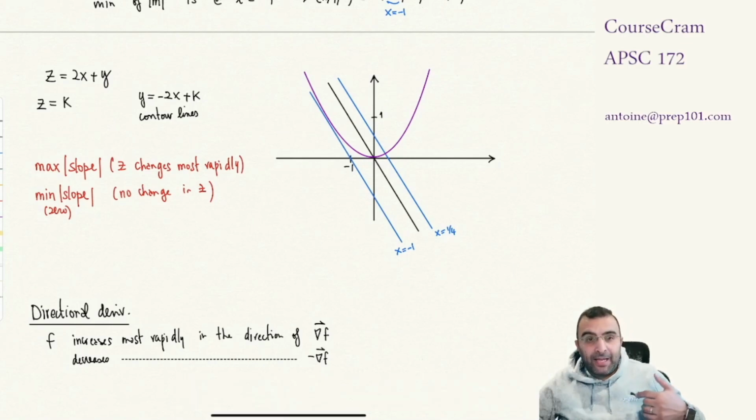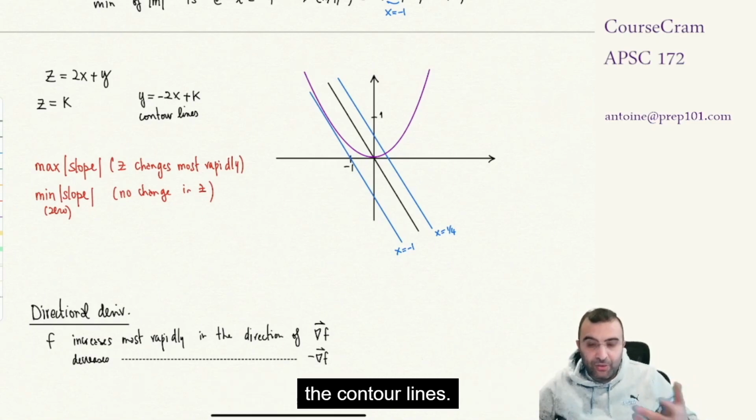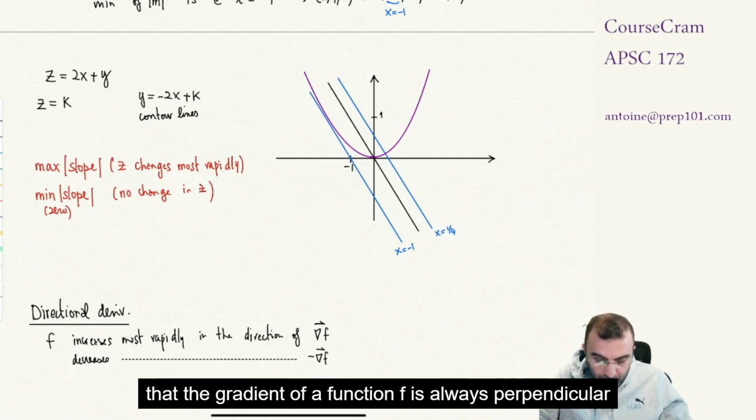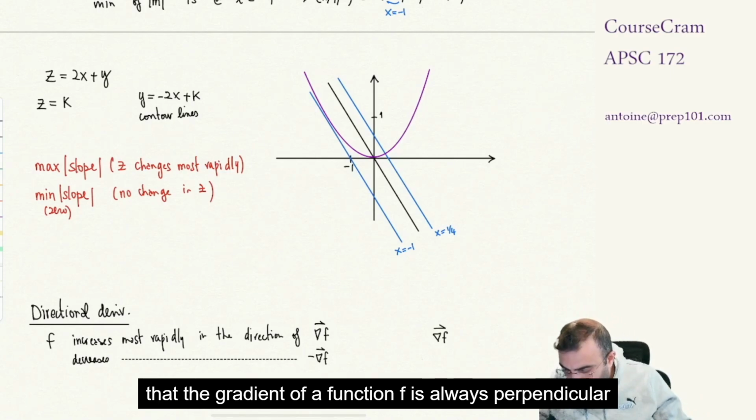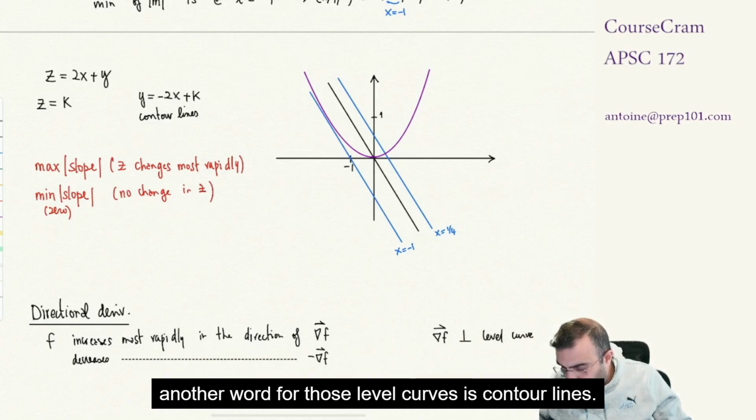Now, the gradient is always perpendicular to the contour lines, right? We know that the gradient of a function f is always perpendicular to level curves. Level curves, or another word for those level curves, is contour lines.